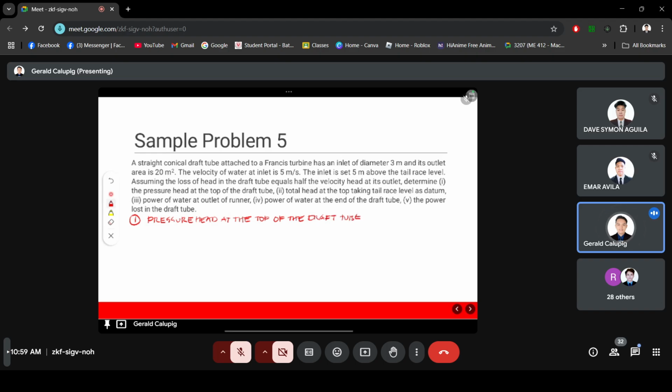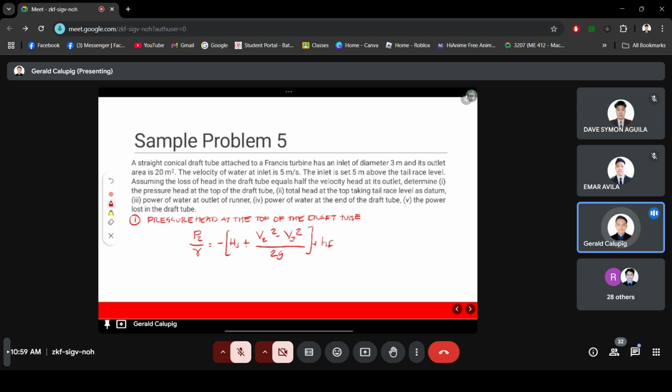So if it is up of the drop tube, you can use point two. If you recall yesterday, the point two, right? So we can have P2 over the specific weight, that is the pressure head. Then we have here the negative of HS plus V2 squared minus V3 squared over 2G, plus the head loss.